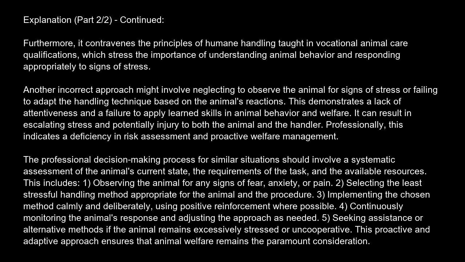This includes: 1. Observing the animal for any signs of fear, anxiety, or pain. 2. Selecting the least stressful handling method appropriate for the animal and the procedure. 3. Implementing the chosen method calmly and deliberately, using positive reinforcement where possible. 4. Continuously monitoring the animal's response and adjusting the approach as needed. 5. Seeking assistance or alternative methods if the animal remains excessively stressed or uncooperative. This proactive and adaptive approach ensures that animal welfare remains the paramount consideration.